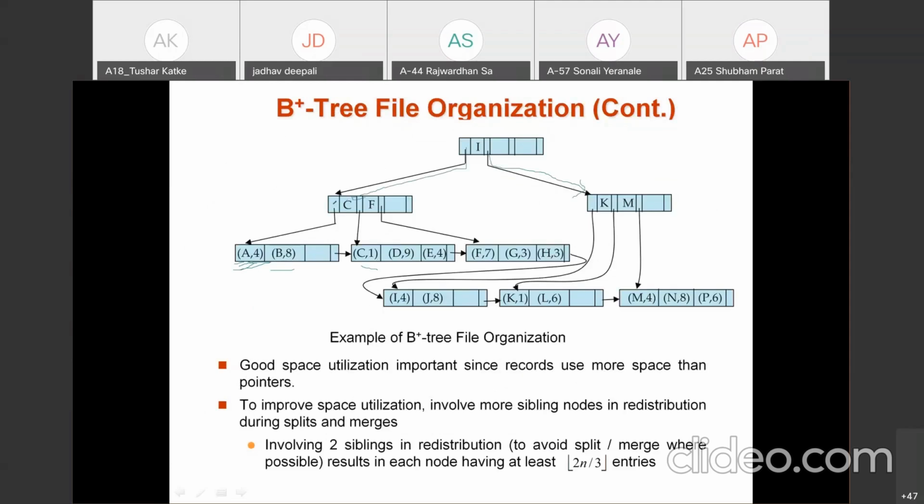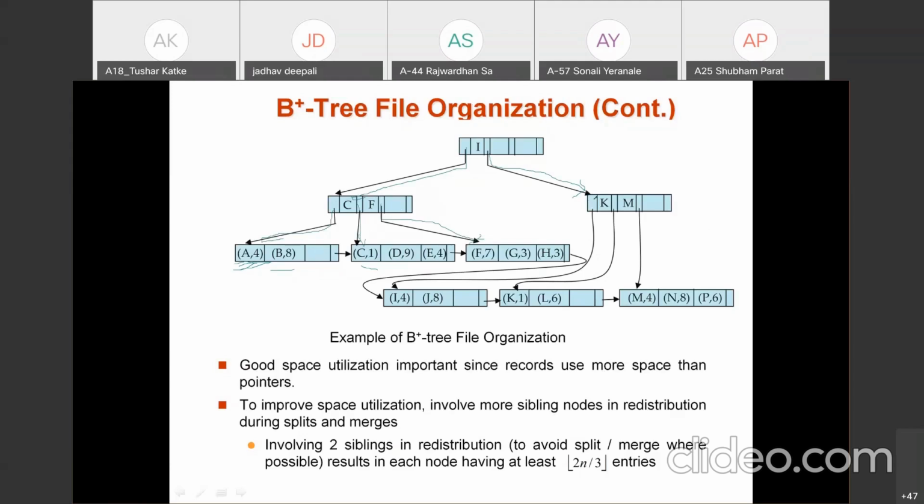Then this one points to the records which are less than C. So A, B. This one points to the records which are greater than or equal to C and less than F. So C, D, E. This one points to the records which are greater than or equal to F and less than I. That's why it is F, G, H.